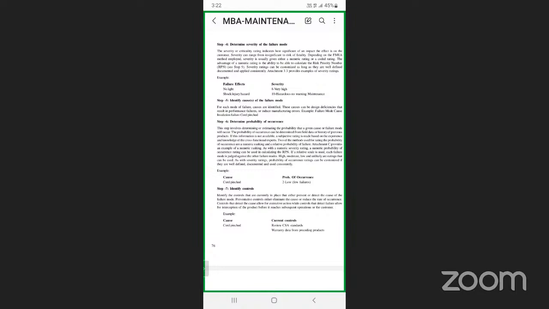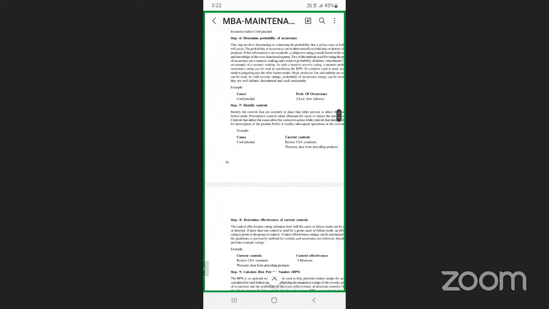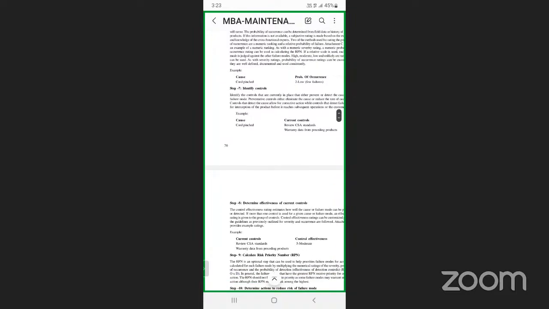So here, what are the controls available to prevent or detect the cause of the failure mode? For preventing or detecting that failure mode from happening, what control mechanisms do you have in place? You have to think about that. Then, if the control mechanism is already in place, you have to find out how effective it has been working. In step 8, you are finding out the effectiveness of the current control mechanism.